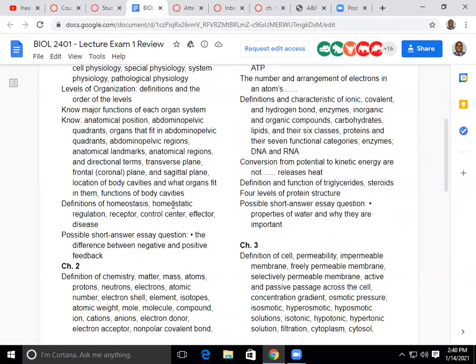All right, definitions of homeostasis, homeostatic regulation, receptor, control center, effector, and disease. Covered that today, right? And a possible short answer essay question, okay? You will not have any essay questions on the quiz, okay? This is for the exam. However, you could have a multiple choice question about that topic. So it doesn't mean don't study that topic. It just means you won't have to write about it on a quiz, okay? Are we clear on that? Okay, difference between positive and negative feedback. So again, that's why I was bringing up, if you get that question, don't write positive feedback. It's telling you I did a good job, so.